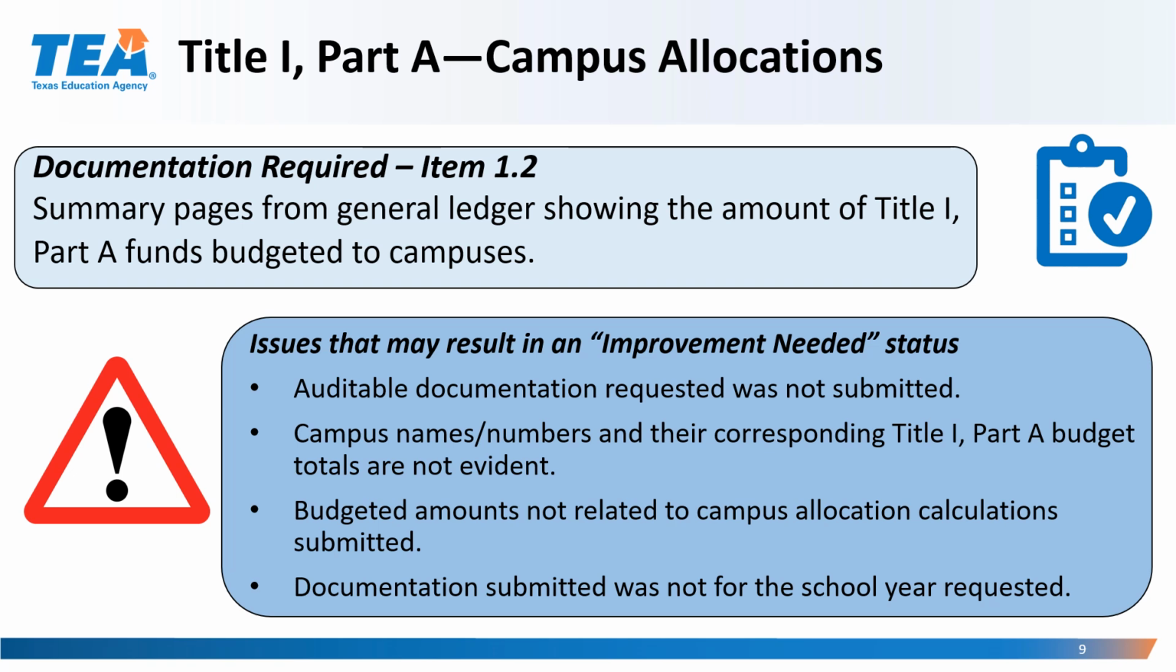Issues related to this item that may result in an improvement needed status include the following. The auditable documentation requested was not submitted. Campus names or campus numbers and their corresponding Title I Part A budget totals are not evident. Budgeted amounts are not related to the campus allocation calculations that were submitted. Or the documentation submitted was not for the school year requested.